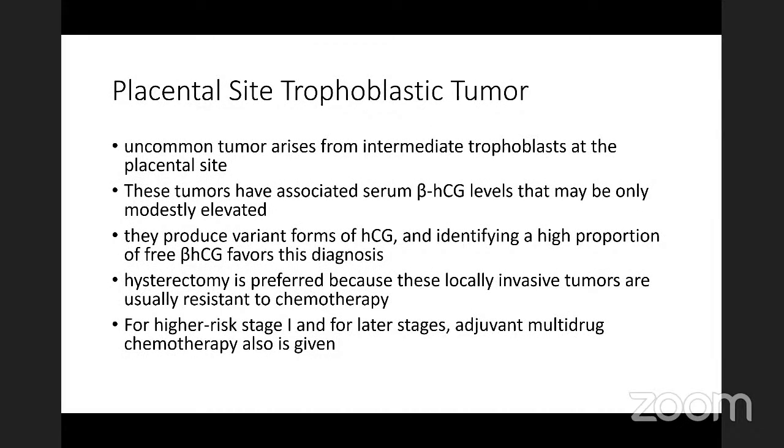So next would be your placental site trophoblastic tumor. It's relatively uncommon, and arises from your intermediate trophoblasts at the placental site. This would have moderately elevated beta-HCG levels and would have variant forms. This is not responsive to chemotherapy. That's why hysterectomy is the preferred treatment. For higher risk, adjuvant multi-drug therapy is also an option.